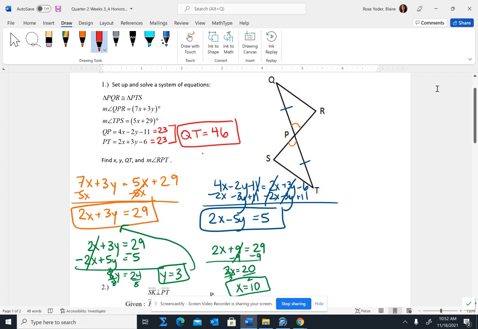And then let's see what angle measure I'm going to find. Angle RPT. So this one's kind of interesting. It is the supplement of the angles that I gave you the expressions for. So we can plug it in. X is 10, Y is 3. We can substitute that either back into QPR or into TPS and then just find the supplement of that angle measure. I'm going to pick TPS. That looks like a quicker one to calculate because I only have to substitute in x. So 5 times 10 is 50 plus 29 is 79 degrees. So the measure of angle RPT is just 180 minus 79, which is 101 degrees.